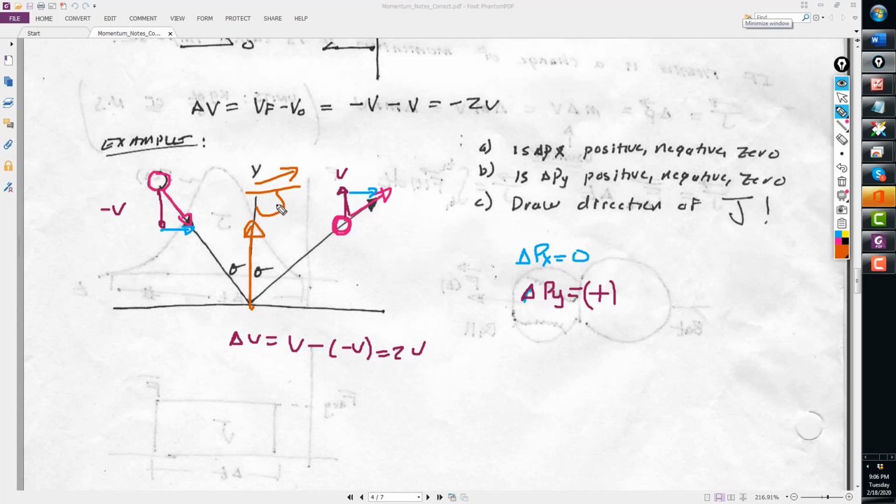J is a vector. J points in the direction of the force. Why? Because J is going to be average force times average time. So what gives J its direction? The force does, not the time. So when something's hitting an object, the J is the impulse that's coming up. And so delta Px is 0, delta Py is positive, and the J is going straight up.